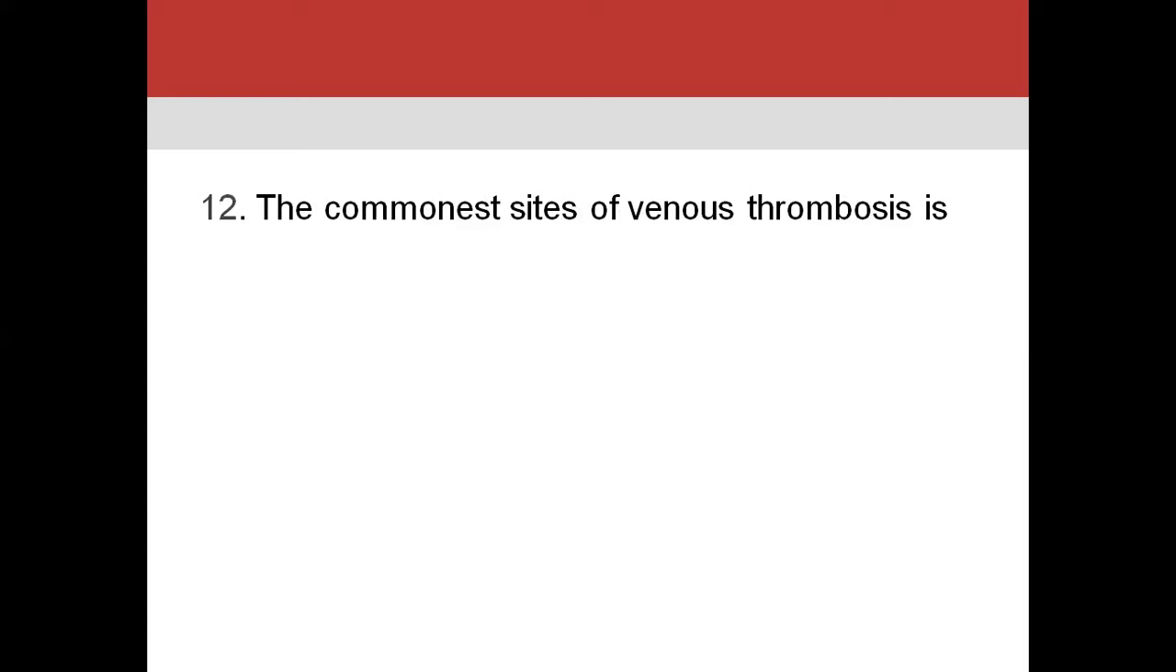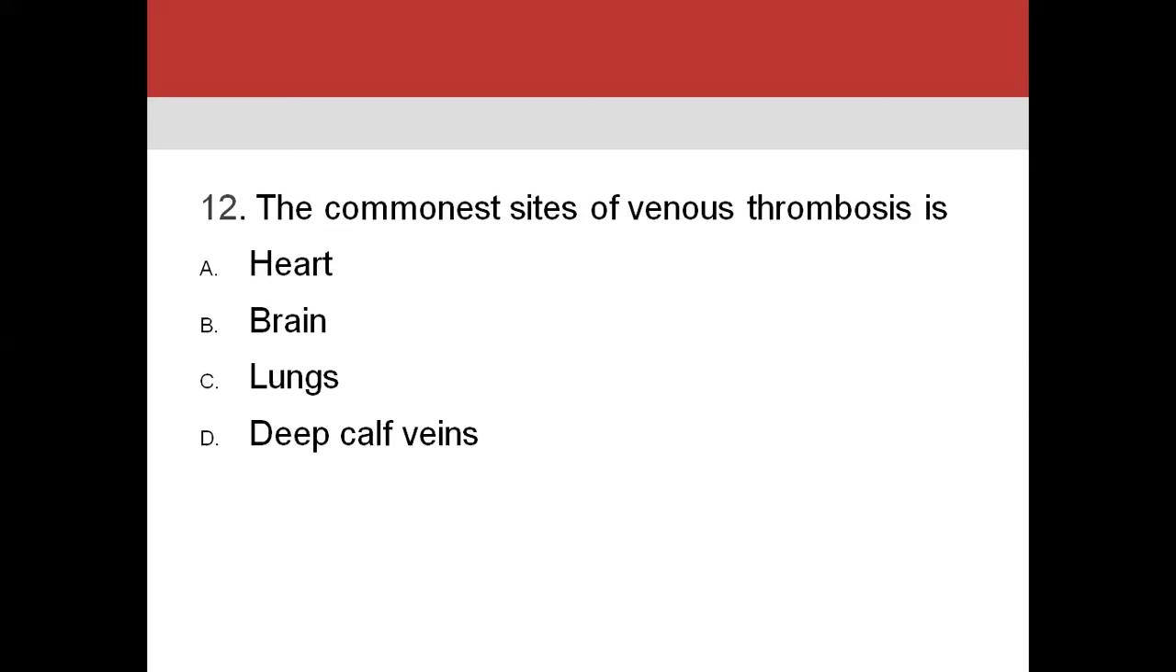Next question, the commonest site of venous thrombosis is. Option A, heart. Option B, brain. Option C, lungs. Option D, deep calf veins. Here the right answer is option D, that is deep calf veins.